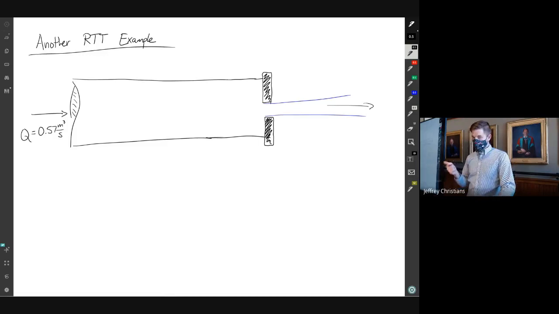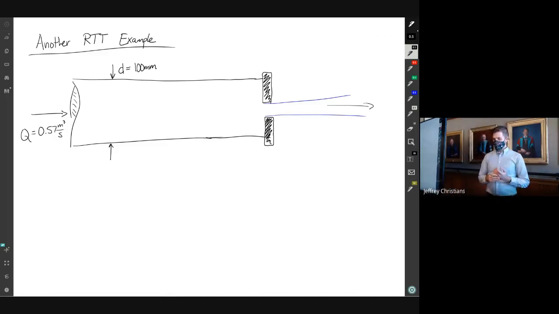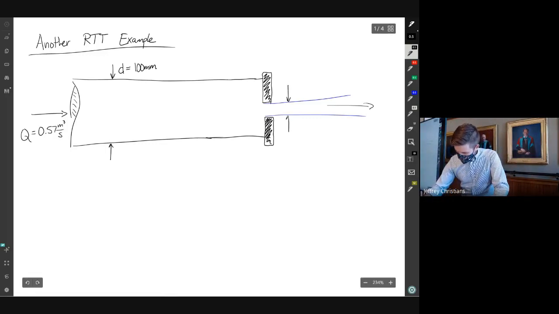A couple of key dimensions that we know. We know the diameter of this pipe is 10 centimeters or 100 millimeters. We'll just work in millimeters. 100 millimeters. And we know the diameter of the jet here is 38 millimeters.